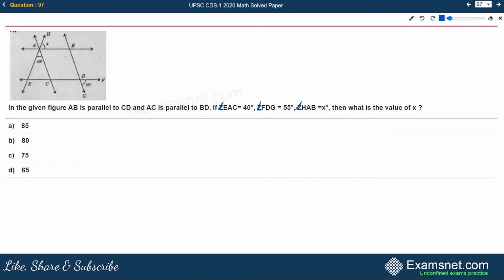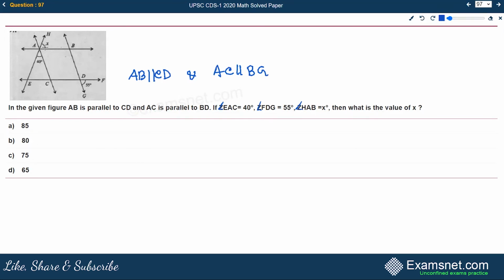In question number 97, we are given a figure where AB is parallel to CD and AC is parallel to BG. Also angle EAC is 40 degrees, angle FDG is 55 degrees, and angle HAB is x degrees. Then what is the value of x?